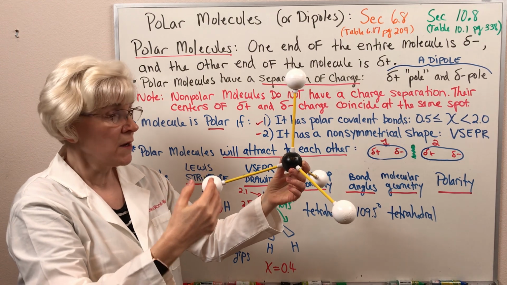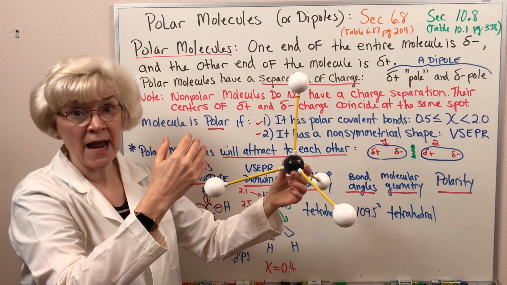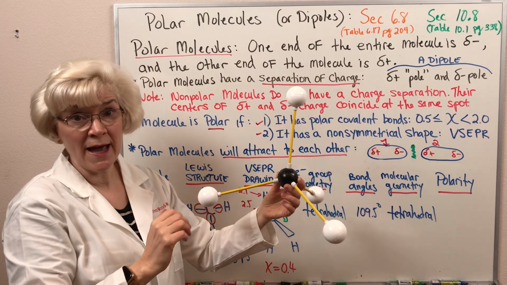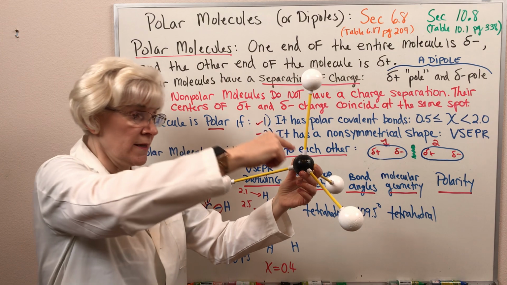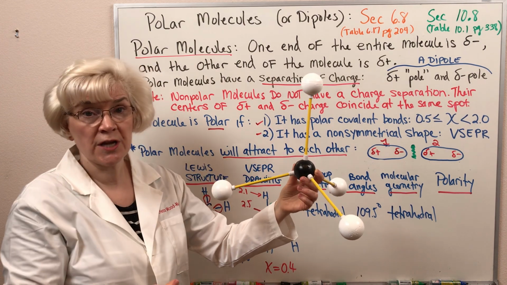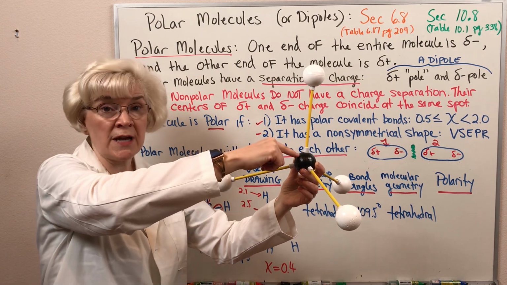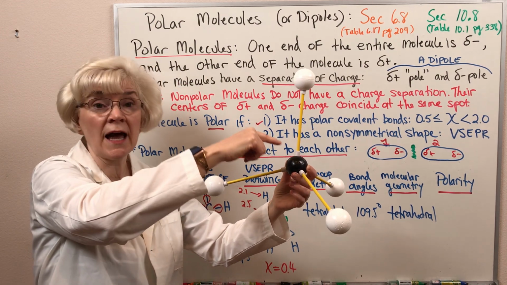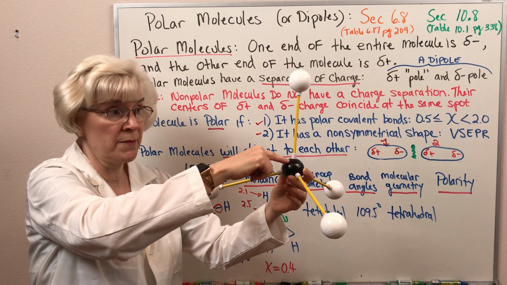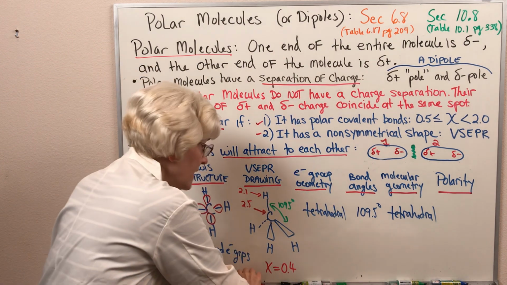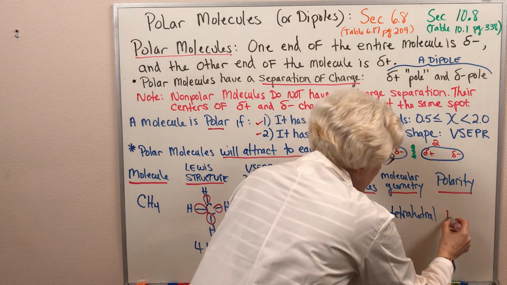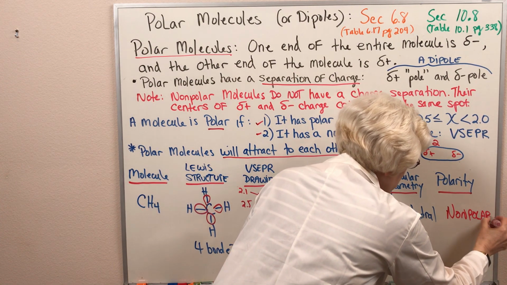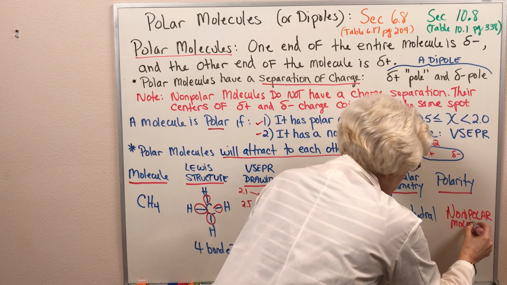There is not one end that's partially negative and a separate end a distance away that's partially positive. There is no uneven charge separation. The center of partial negative and the center of partial positive charges reside in the same spot on the carbon atom. So we're going to indicate here that methane is a nonpolar molecule. A nonpolar molecule.